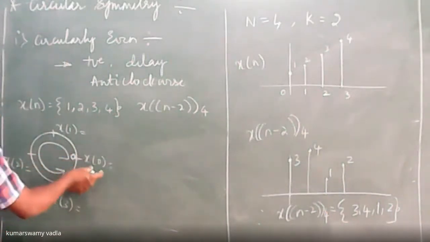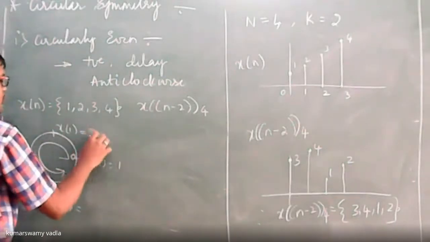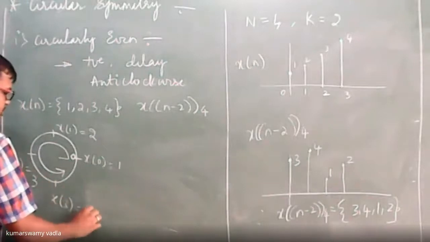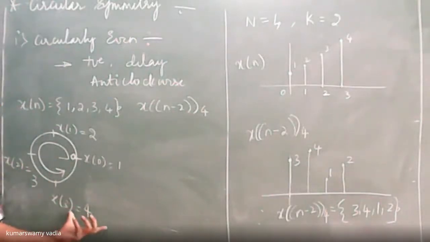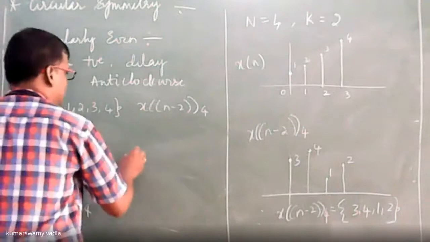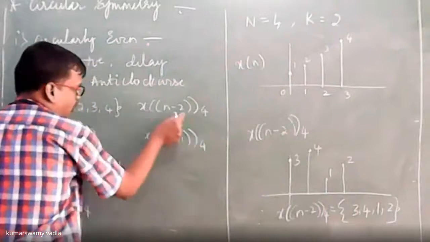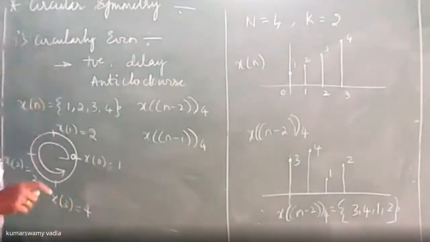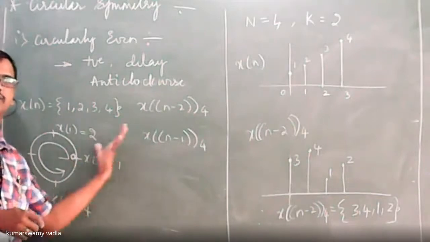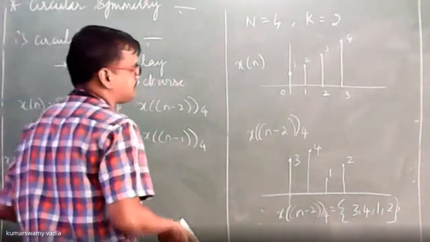Now, according to these things, write down the values which they have given in the question: 1, 2, 3, 4. Is this circle concept clear for everyone? Yes, sir. Now, the next part is when you write down this x of n minus 1 of 4. Actually I wanted to do it for the first one. Then if I shift it once more, that will become the answer. Now, what will be the answer, friends?